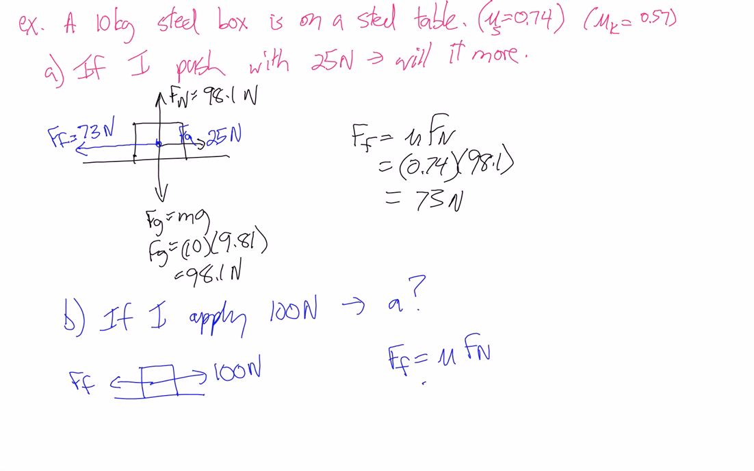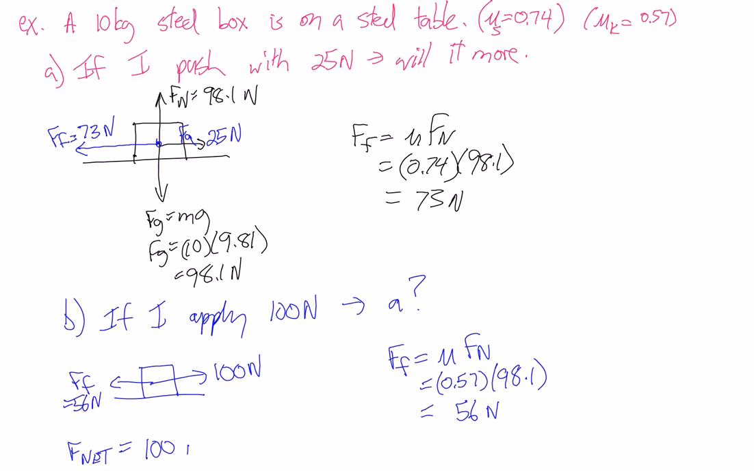because it's now going to be moving, so we want to actually use our kinetic friction number. So in this case, we'd have 0.57 times 98.1, which will make it 56 newtons approximately. So in this case then, now that we know it's moving for sure, that 100 newtons of force is going to only be resisted by 56.